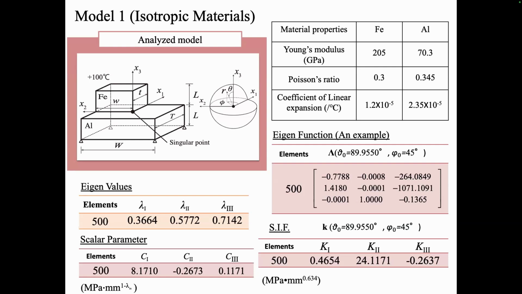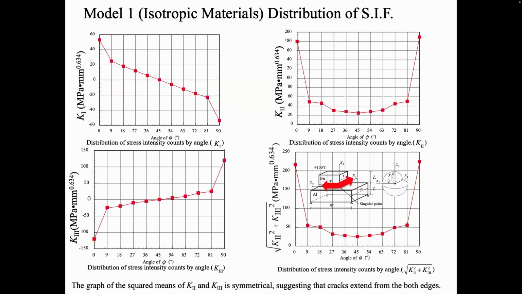Using these stress intensity factors, we can obtain the distribution of the stress intensity factors on this interface. This is the result. We can show the distribution of the stress intensity factors on the interface between Fe and aluminum like this. In this case, it is a thermal problem, so the shear stress is the most important, so we focused on these figures.